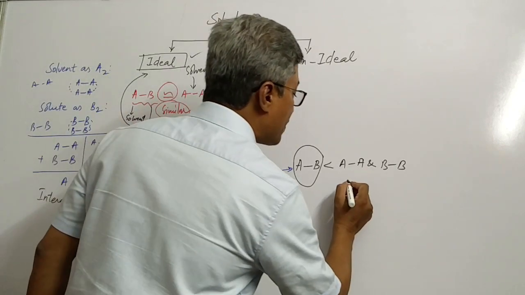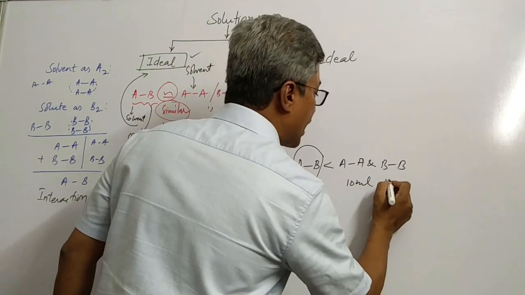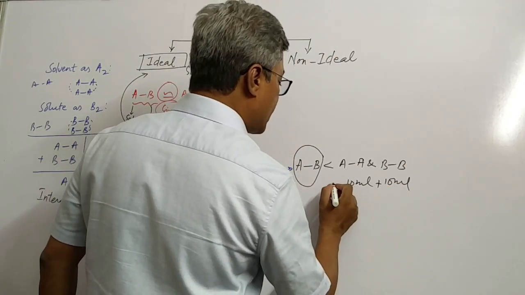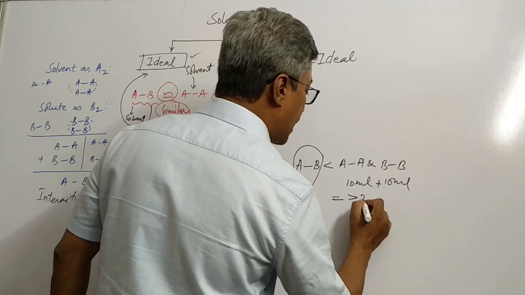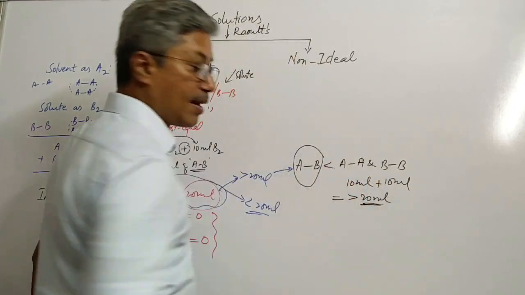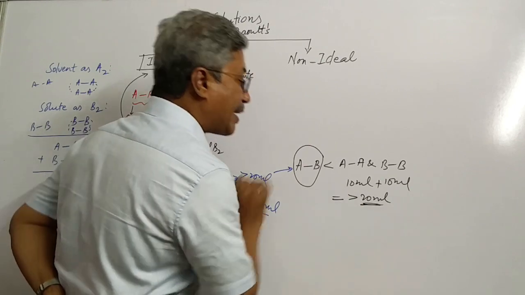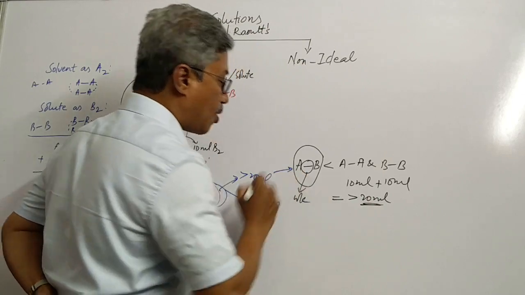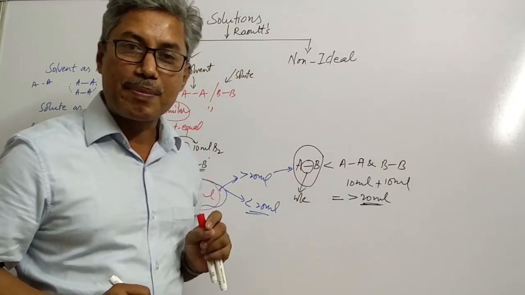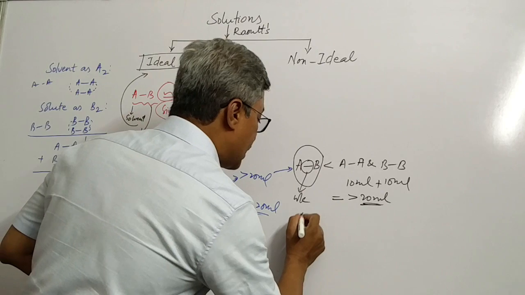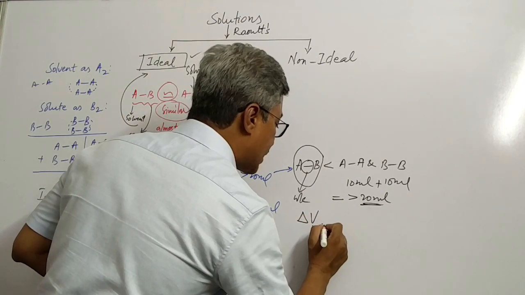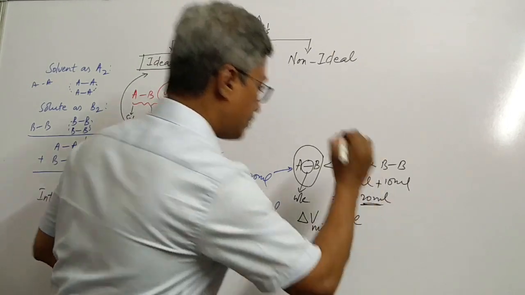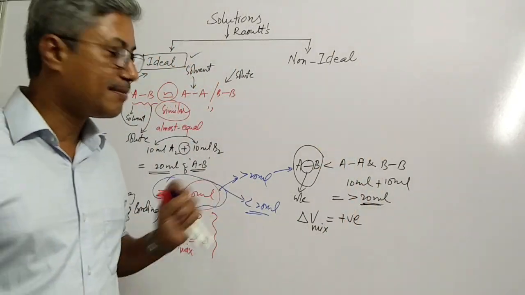It means that if you mix 10 ml of this and 10 ml of this, upon mixing, the total volume will be more than 20 ml. Are you noticing this, students? Why will this more than 20 ml come? Because this bond is weaker than the AA or BB bond. Then in this case, delta V mixing is more. That more is indicated as positive. Delta V mixing is positive.